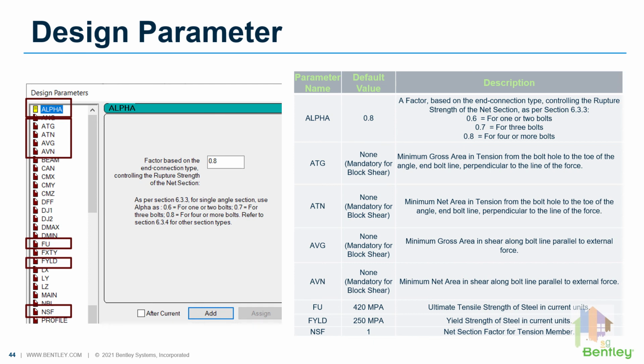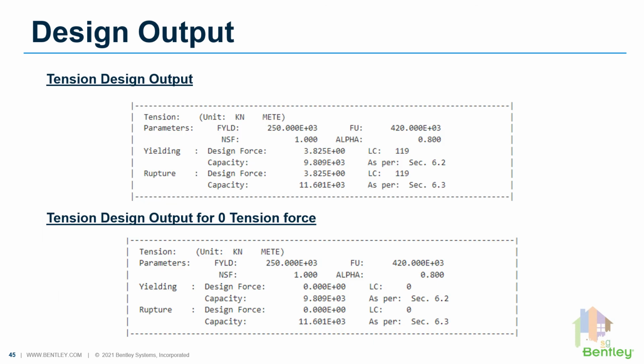As STAAD does not have any information of connection during member design, these parameters cannot be automated and need to be provided manually. For tension design, in the output file, inputs like FU, FYLD, NSF and alpha values are reported and also the critical force and capacity values for yielding, rupture and block shear are reported. Critical load case number is also printed. If a member is not subjected to any tensile force for any load case, then also tension capacity is calculated, but the actual force and load case are reported as 0 and overall tension ratio is reported as 0.